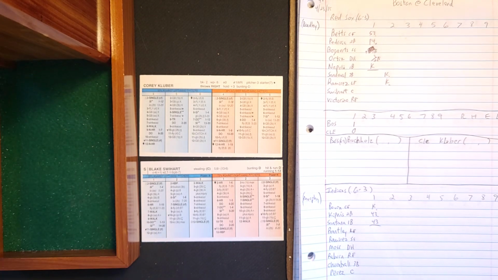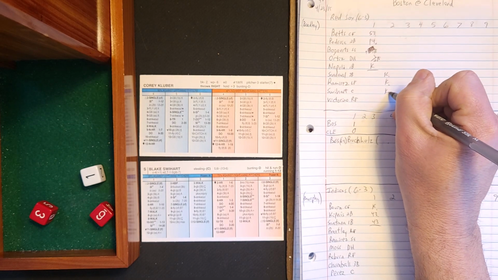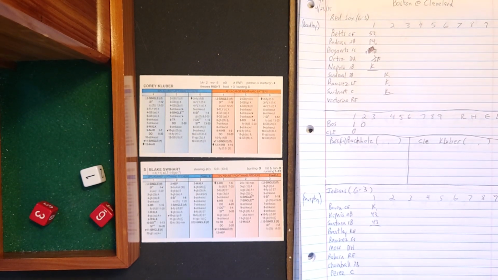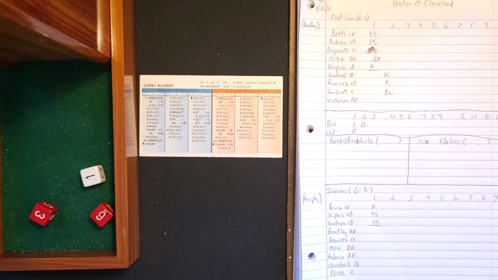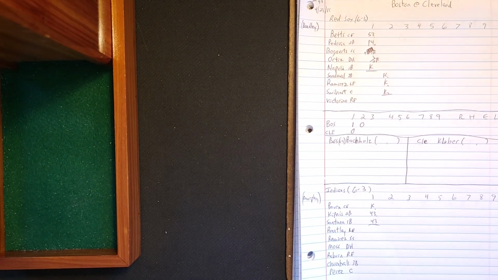So Swihart gets Kluber. 1-9, struck him out. So Kluber strikes out the side. Boy, talk about being upset about giving up a run in the top of the first. He must have been, because he comes back and whiffs everybody. So we go to the bottom of the second, still 1-0.